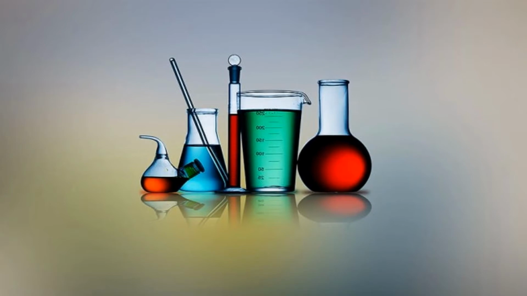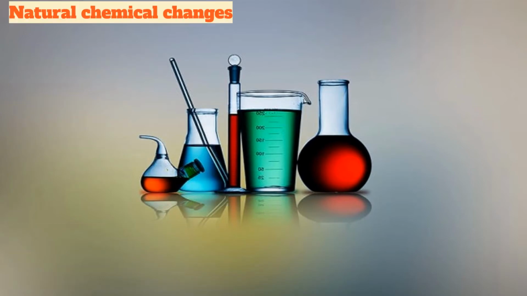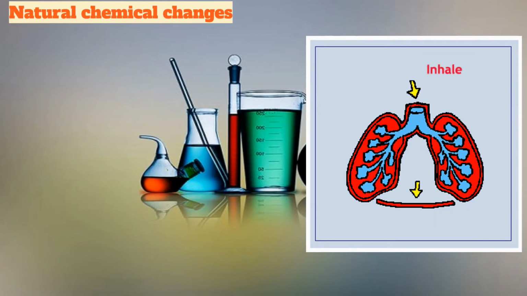We find many examples of chemical change in our surroundings, body, home and laboratory. Let us see some chemical changes and their word and chemical equations. Let us first look at natural chemical changes. The first example of natural chemical changes is respiration.